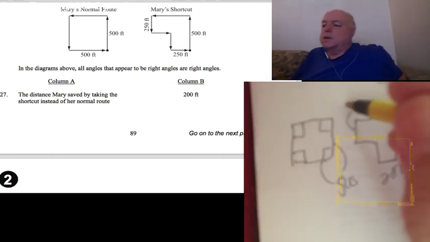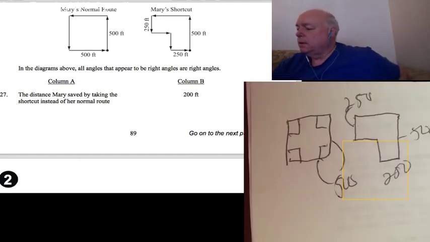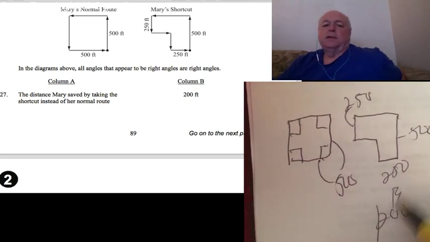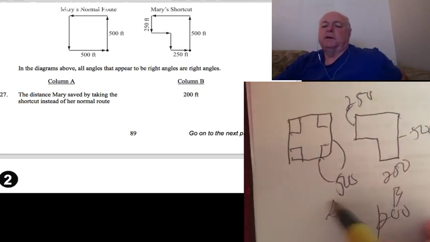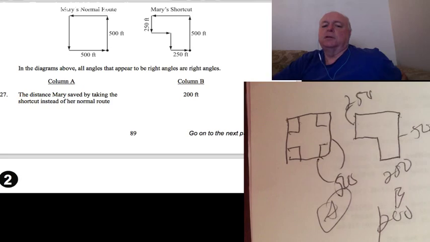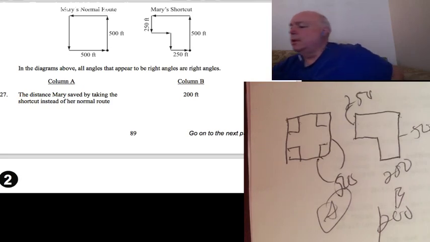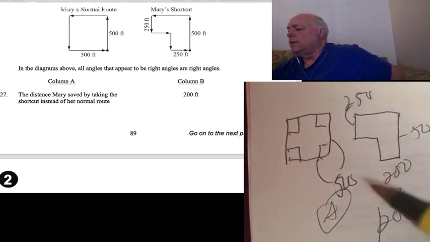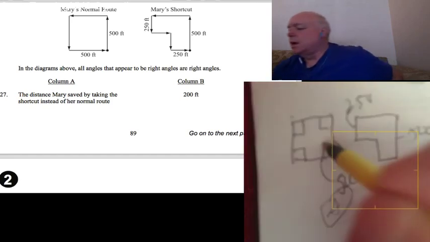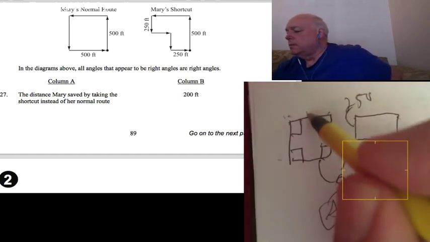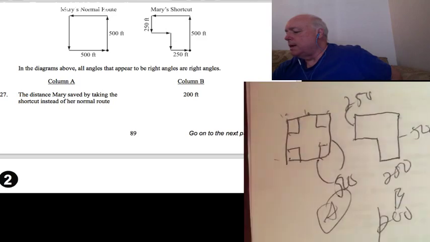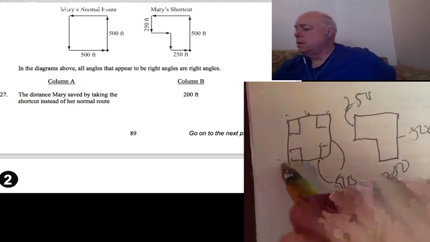So the question is, column B is 200 already. They're giving you that. So how do we figure out what column A is? It says the distance Mary saved by taking the shortcut instead of her normal route. So we're not sure where Mary started. She could start in any corner here. She could also start in the middle of one of them. So let's assume she starts in the lower. Let's assume she starts here at point S. I'm going to call it point S.